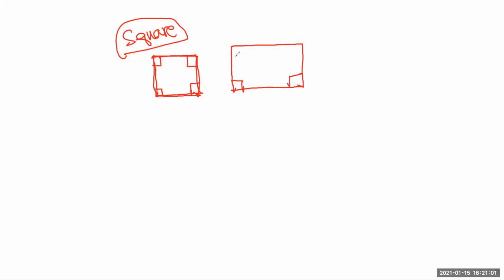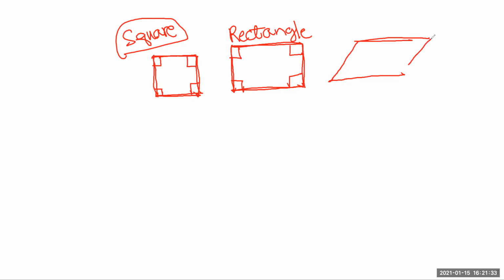And then we have something called rectangles. That's all right angles, but there are two pairs of sides, and the length of one pair is different from the other pair. So we have a square, then a rectangle, and then something called a parallelogram. It's kind of like the rectangle gets squashed.